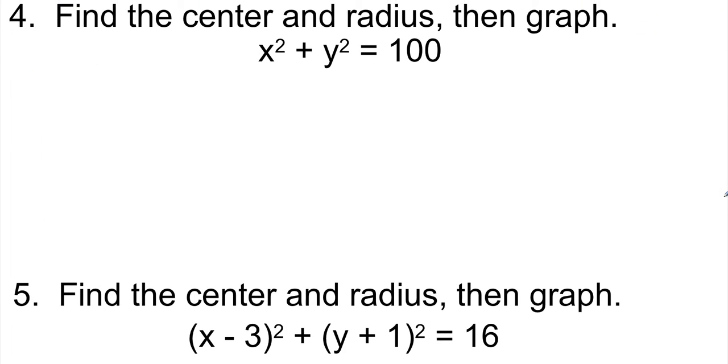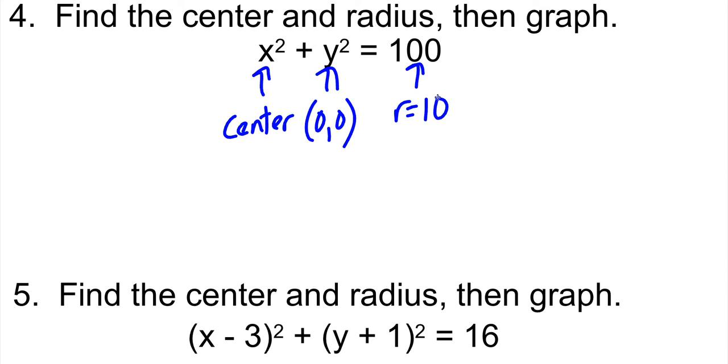All right, number 4, way easier. We want to find the center and the radius. Okay? The center is the number in parentheses with the x and the y. Notice there's nothing in there, which means our center is (0, 0). The radius is the square root of that number. So the radius is 10. Now all we have to do is graph that.